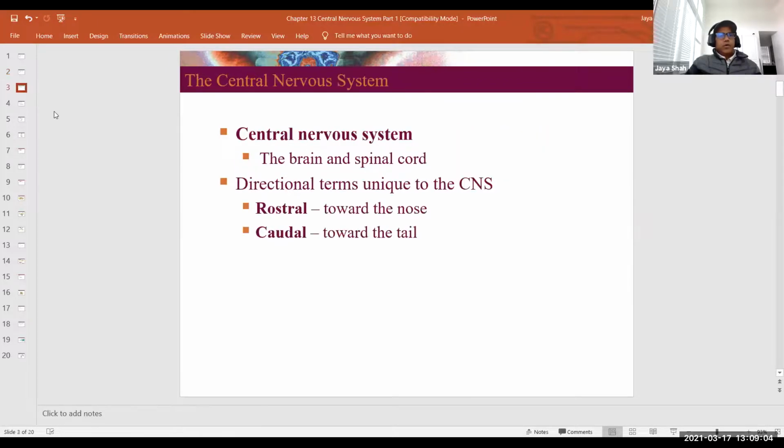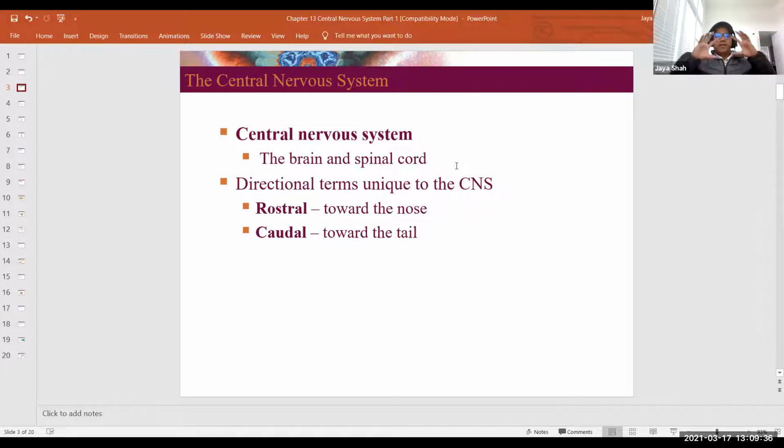Okay. So let's start with the central nervous system. What are the two major parts of the central nervous system? Brain and the spinal cord. Because central means in the axis of the body. You know, the brain is in the center and the spinal cord is also in the center of the body. That's why you call them the central nervous system. So the central nervous system contains the brain and the spinal cord.